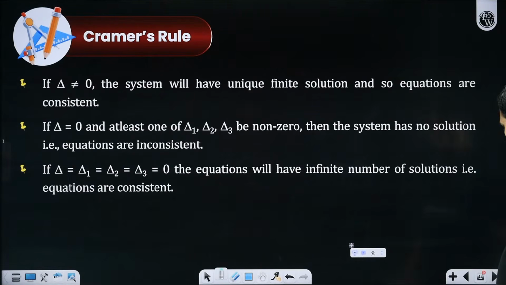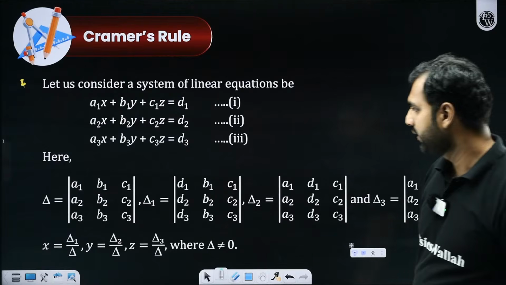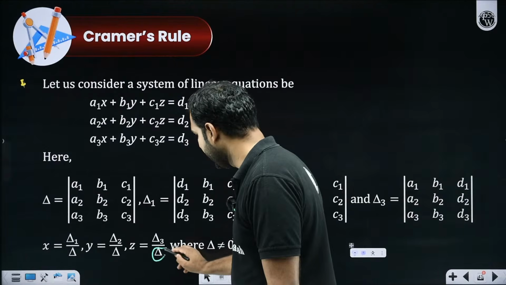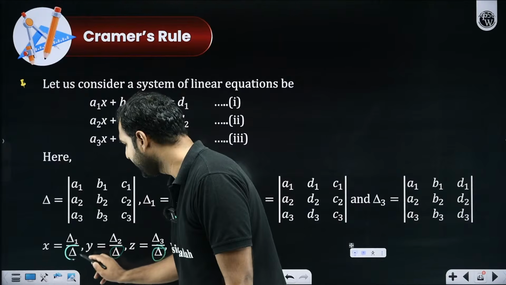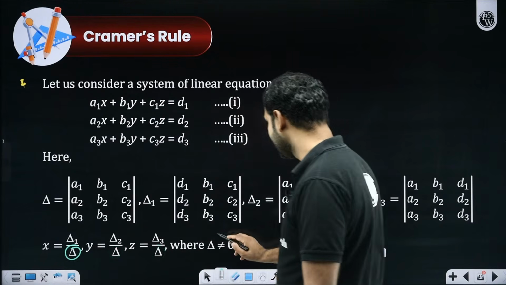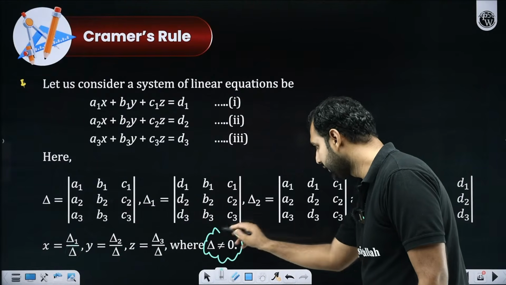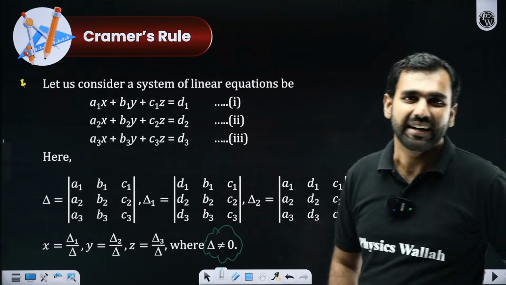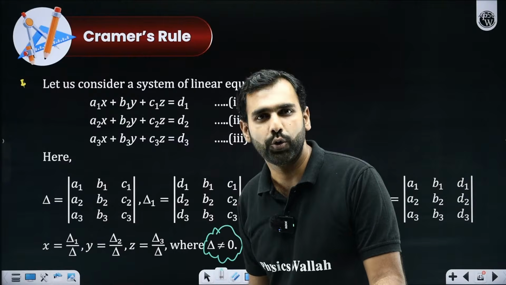Now, I hope this simple catch is understood by everyone. Sir, to find x, y and z, we are dividing delta 1, delta 2, delta 3 by delta. So it is clearly understood that the denominator can never be 0, which means delta should never be 0. Yes or no, everyone?